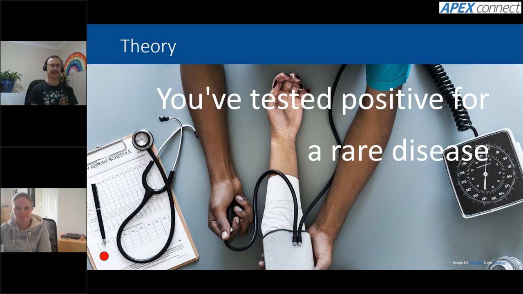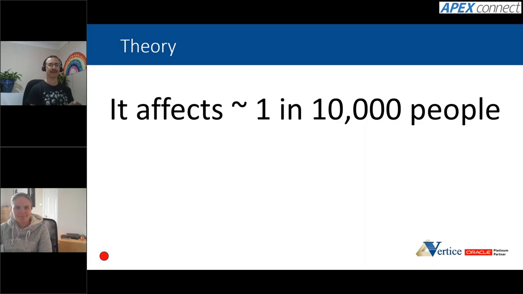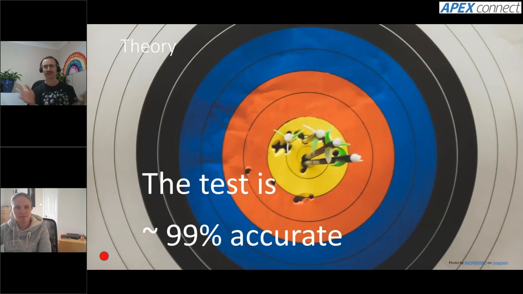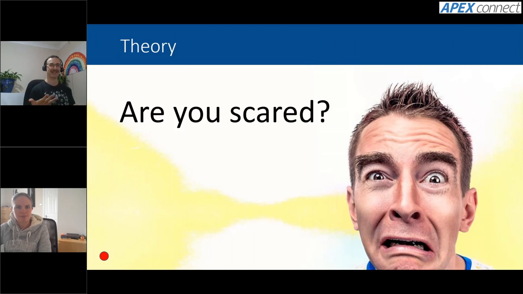Now, this is a really rare disease. It affects maybe 1 in 10,000 people, so not many people are going to catch it. And the test itself is also really accurate, roughly 99 percent accurate, about as good as you're going to get for most scientific tests. At this point, how are we feeling about this? What do you think, Gabby?